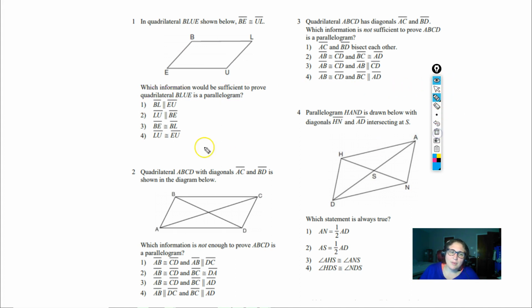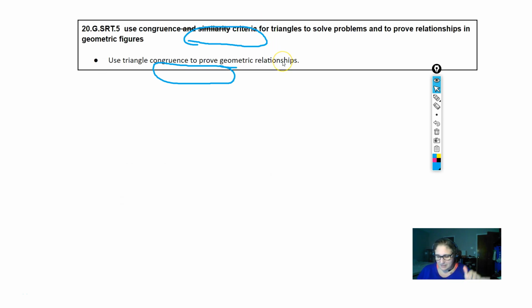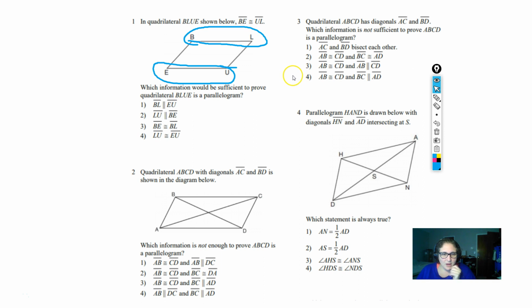I think this is a typo because the only way that you could do it is if you would need to have LB being congruent to UE. That's the only way you could do this problem. Because this first thing that they gave you was parallel. If the first thing that they gave you was congruent, then that might be different, but I disagree with that question. Again, which information is not enough to prove?